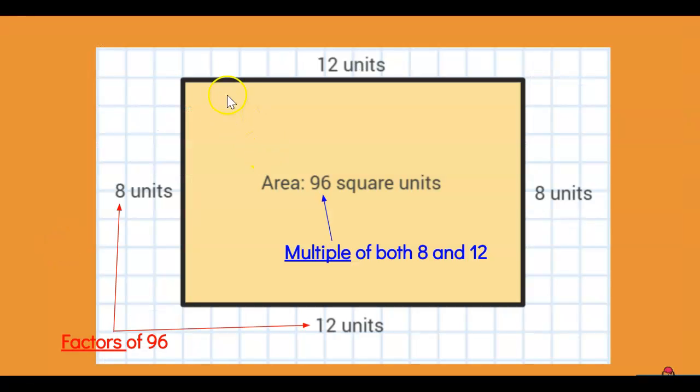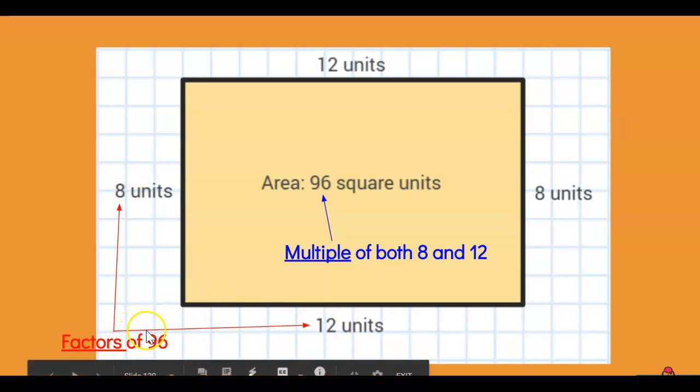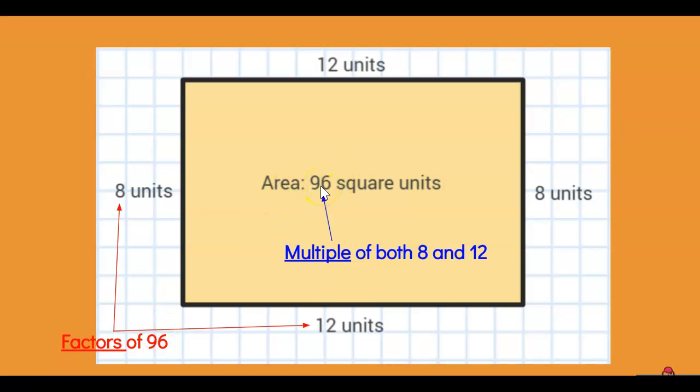One of our answers from the previous slide was 8 by 12. Let's look at the connections here. You'll see that 8 and 12 are both factors of 96, and our inside area here is 96. You'll also notice that 96 is a multiple of both 8 and 12.